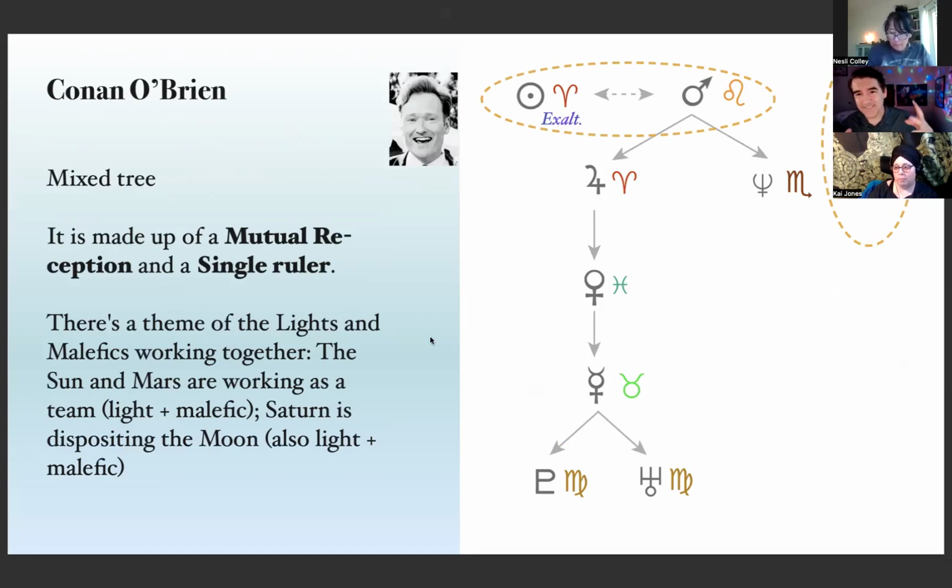So again, you can probably get most of this information just by looking at the circle chart, but you may not get all of it. So for instance, he's got the lights and the malefics working together. So he's got the Sun in mutual reception with the out-of-sect malefic. Interesting. What's that dynamic? That seems like there's some tension there. And then he's got Saturn and the night sect light also working together, so to speak.